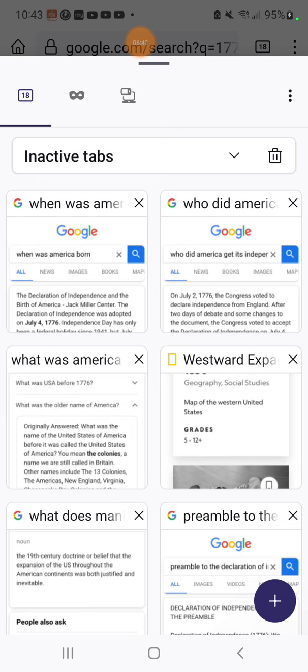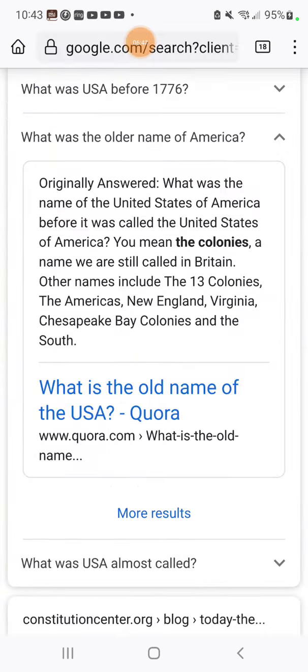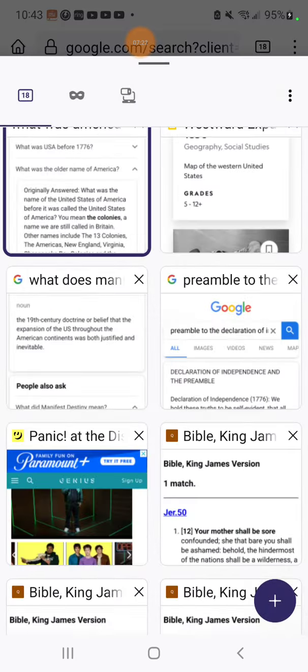So that being said, let's move on to what the U.S. was before 1776. It says, what was the name of the United States of America before it was called United States of America? You mean the colonies. A name we are still called in Britain. Okay? So in Britain, they call this place the colonies. Other names include the 13 colonies, the Americas, New England, Virginia, Chesapeake Bay colonies in the South. All right. So going back, let me just go down here, just give you a quick visual.